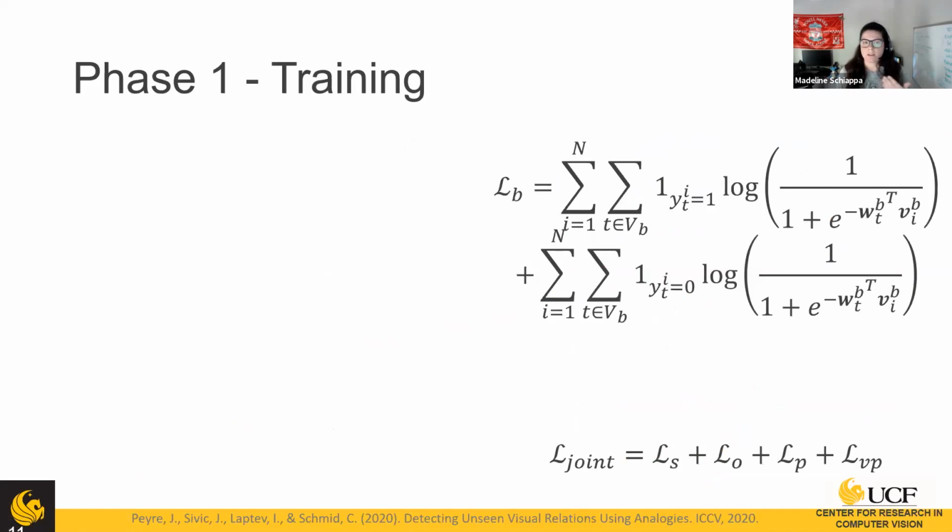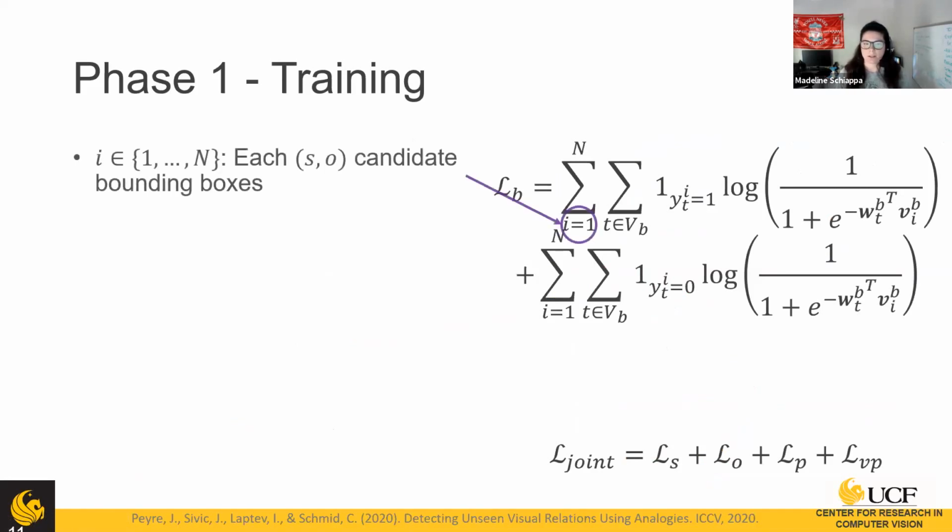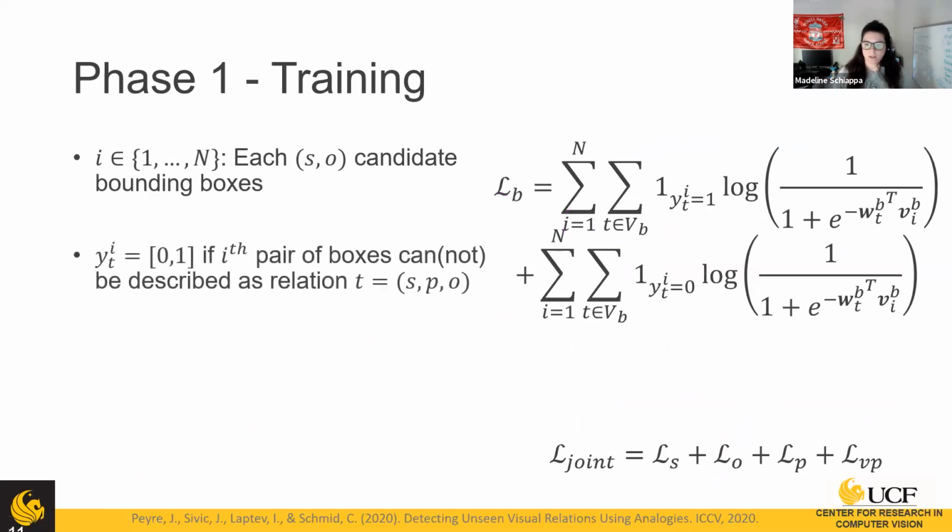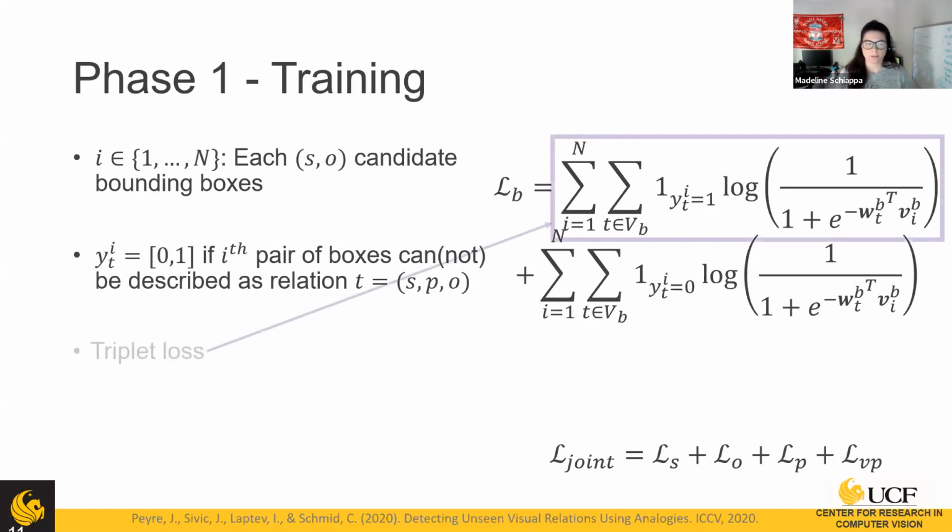So as I mentioned, this paper heavily uses triplet loss. So this is their triplet loss function, where we start with each subject and object candidate bounding boxes. And for each of those, we look at positive samples and negative samples, where if the pair of boxes can be described by a relation, we get a 1, and a 0 if not. So this is similar to that prior work where they're using the text as labeling.